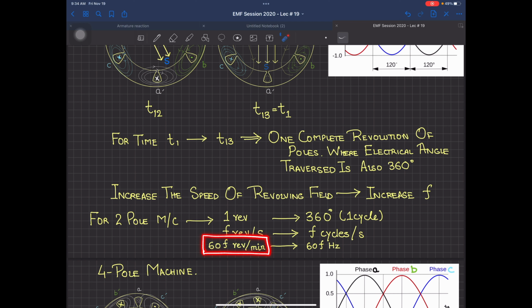60f is the speed of your revolving magnetic field, which is for a two-pole machine. Remember, this is only for two-pole. I will do the four-pole shortly. So for a two-pole machine, the formula is 60f revolutions per minute.